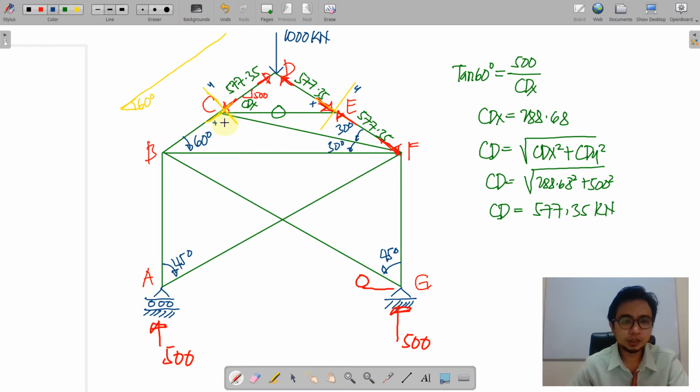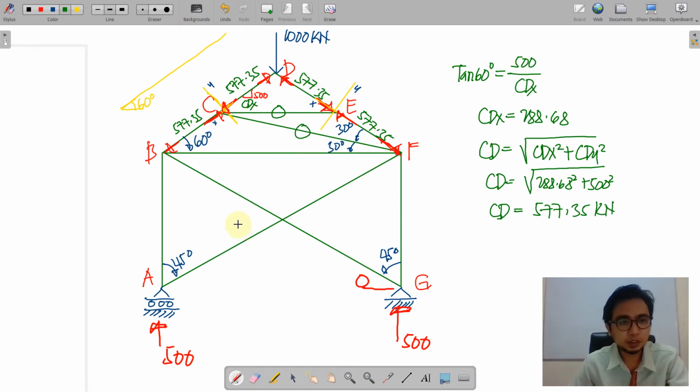Similarly, at joint C, we apply the same principle of rotated axis. Therefore, we have also 577.35 countering the force of CD. So we can also say that CF is a zero force member.